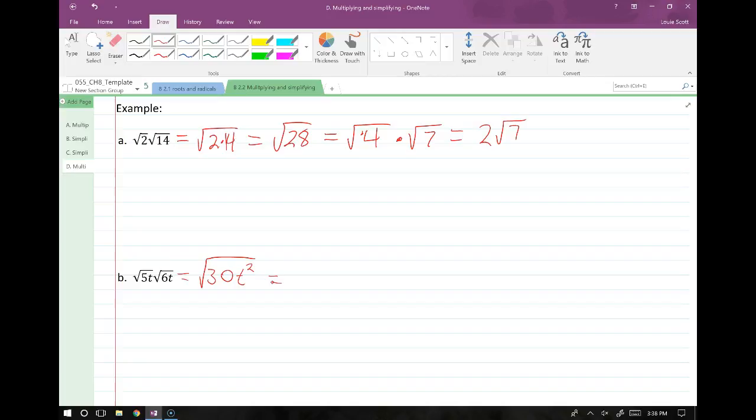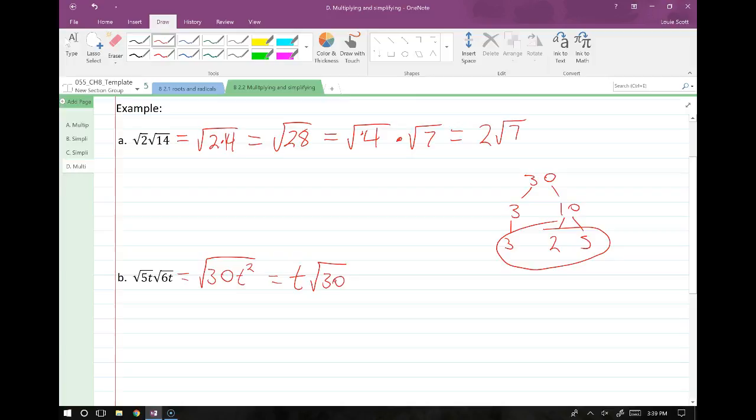And here, let's do the factor tree just to make absolutely sure. 3 and 10. 3 is prime, so it comes straight down. 2 and 5. There are no pairs in here. So there's nothing to be done with 30. All we can do is pull out the t, simplify the t squared. So t root 30. There we go. That's it.